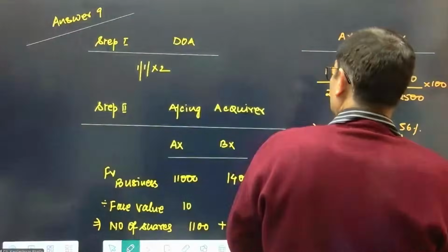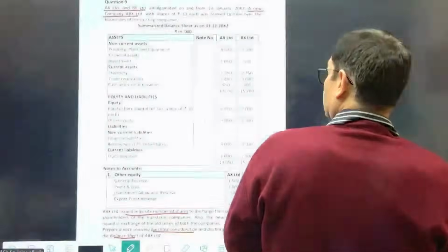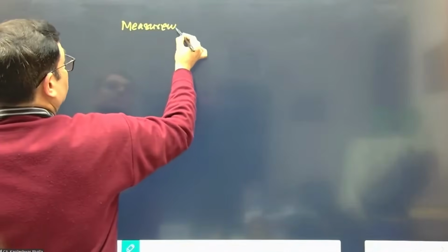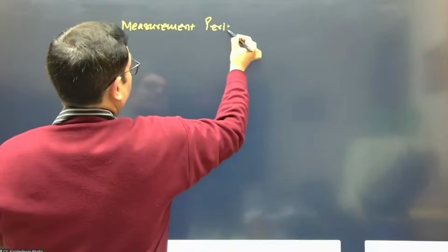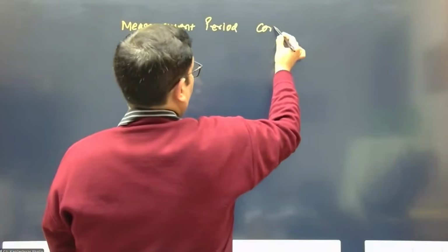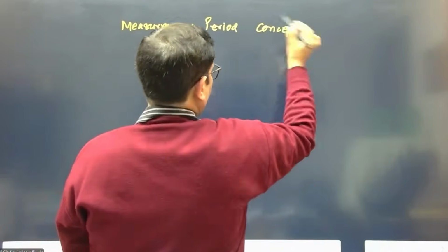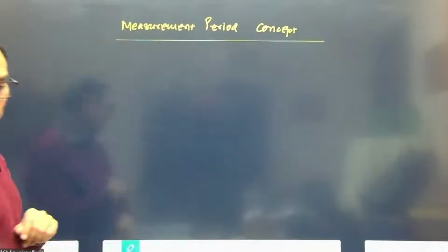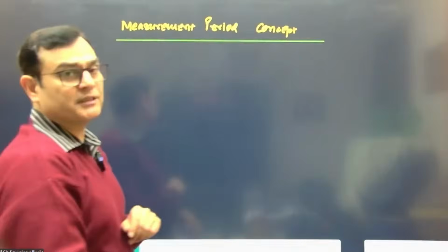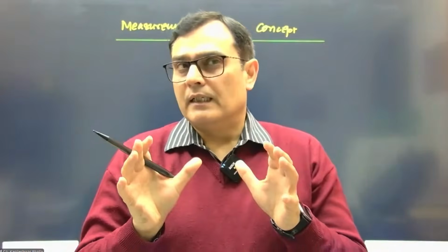Now the question arises: in this particular case, I need to apply the measurement period concept. If I need to apply it, what is the entry at which you will apply this? 3.5 crores is the value. So would you like to tell me what is the entry which will be done incorporating this intangible asset in the books? We need to debit goodwill.